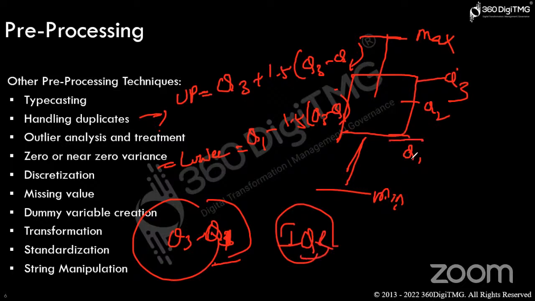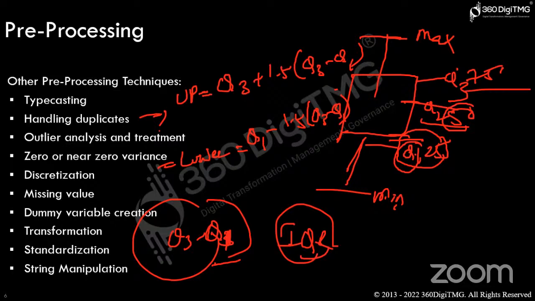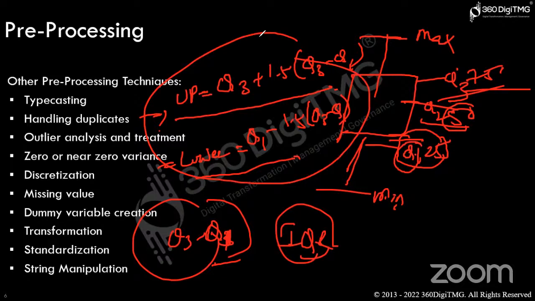How much information is present in quartile 1, quartile 2, and quartile 3? It is 25th percentile, 50th percentile, and 75th percentile. The information present in the 25 percentile range is Q1. The information present in the 50 percentile range is called Q2, and in the 75 percentile range it is Q3. In order to find the upper limit, we will be using Q3 plus 1.5 into Q3 minus Q1, and for the lower limit, Q1 minus 1.5 into Q3 minus Q1. These are the upper and lower limit values.